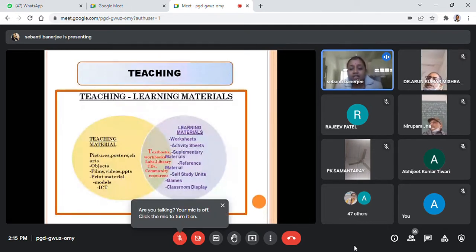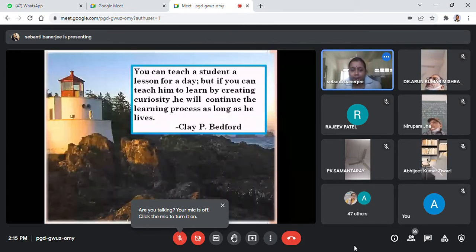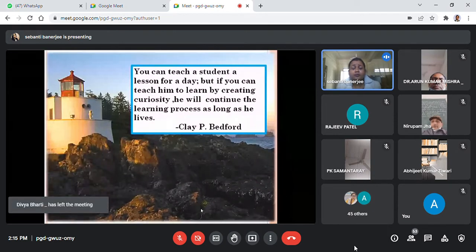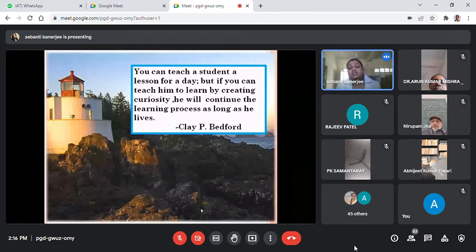There is a beautiful quotation by Clay P. Bedford: You can teach a student a lesson for a day, but if you can teach him to learn by creating curiosity, he will continue the learning process as long as he lives. Basically, we should not go to the classroom and only deliver our lessons. We should always leave a question to the students. The students will go and search for the answer. And if this curiosity occurs in the mind of the students, the teaching learning process will continue as well. It will also develop the concepts and interest for the subject.